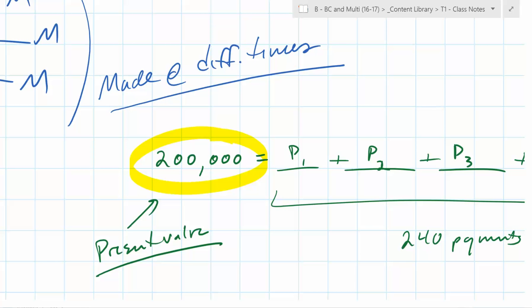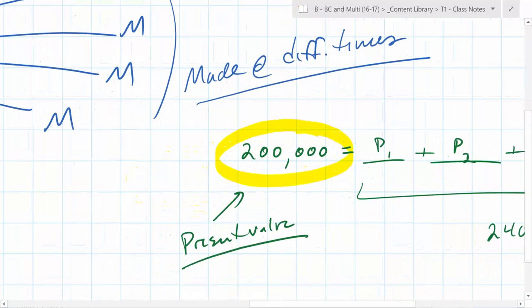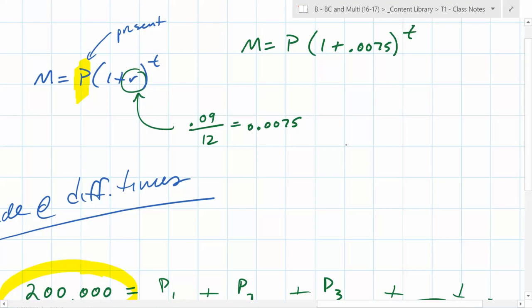Okay, so the idea is this. Let's look at the first payment. The first payment is going to be M. Does everybody agree? It's the same value. The present value of the first payment is going to be 1 plus 0.0075. So what is that? It's 1.0075 raised to the what power? If it's the first, because it's at the end of the month. We're not paying at the beginning, but at the end of the month.